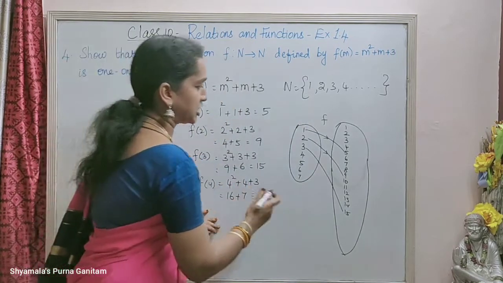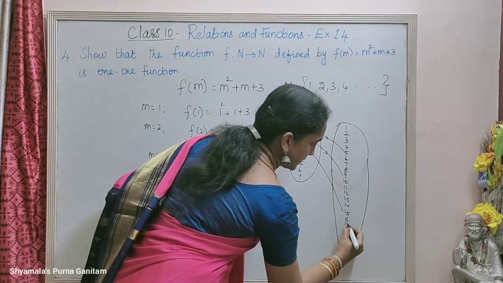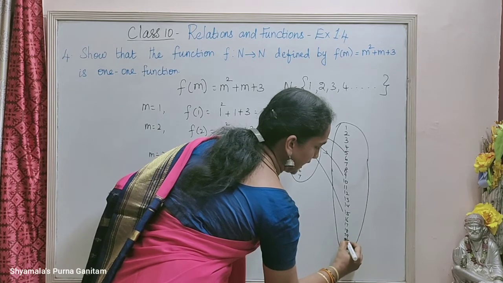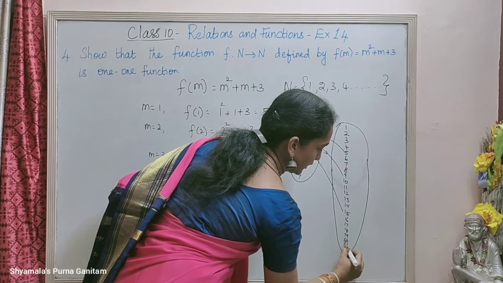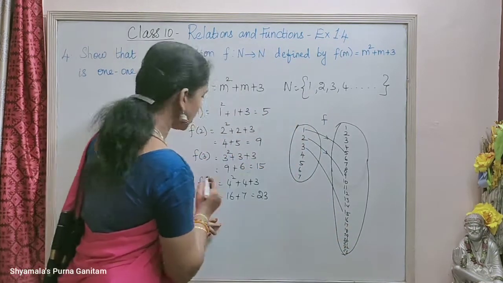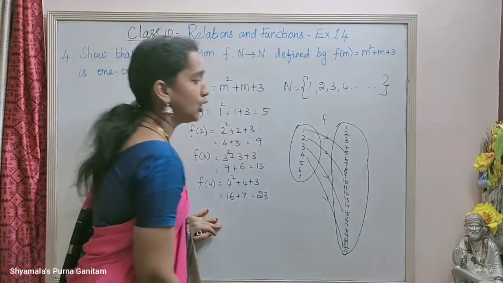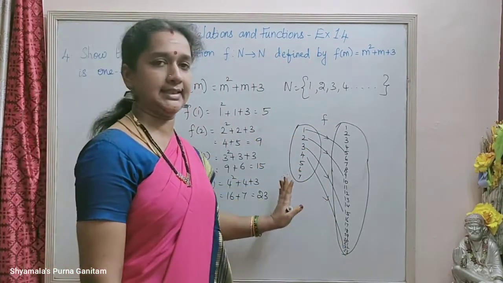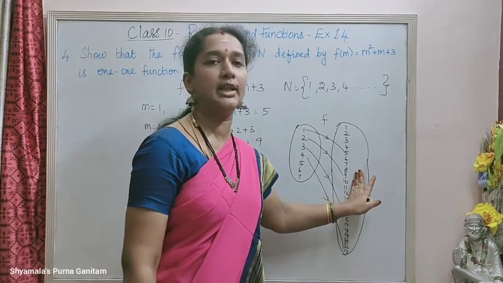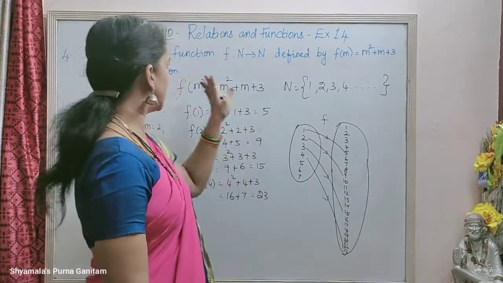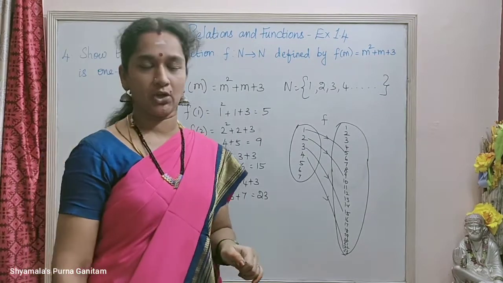Then the next one is 23. 16, 17, 18, all these are natural numbers, 21, 22, 23. So 4 to 23. So one element from the first set is connected to only one element in the second set. So this is a one to one function.